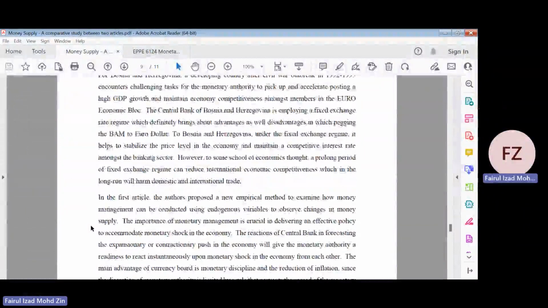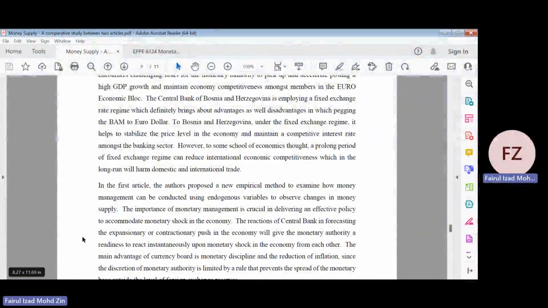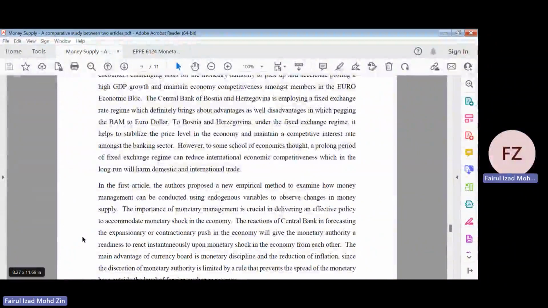In the first article, the author proposed a new empirical method to examine how money management can be conducted using endogenous variables to observe changes in money supply. The importance of monetary management is crucial in delivering an effective policy to accommodate monetary shock in the economy. The direction of the central bank in forecasting expansionary or contractionary pushes gives the monetary authority readiness to react instantaneously upon monetary shock in the economy.